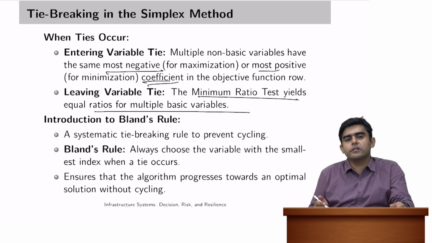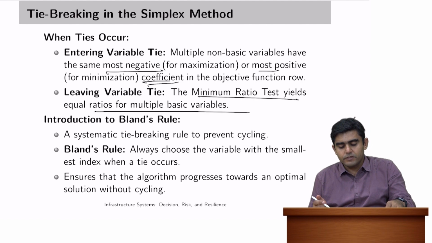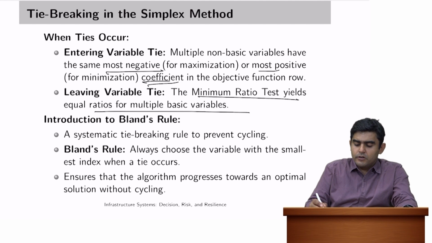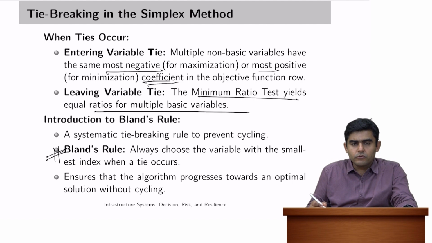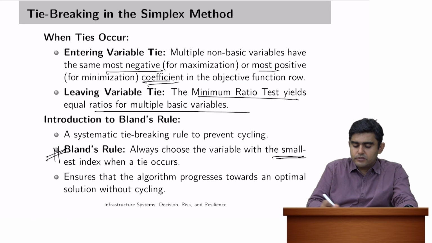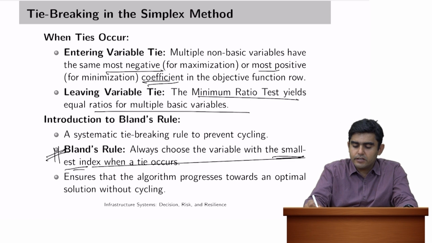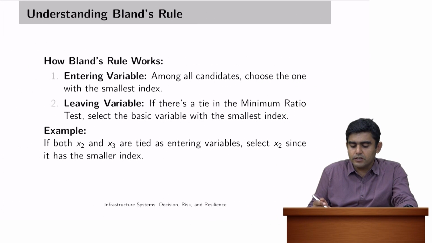Then your algorithm would be stuck somewhere, and it would take a lot of time to get out of that solution, which is certainly not optimal. To take care of that, there is a very simple rule, what we call Bland's rule, that helps us decide how to break this tie. It simply says to always choose the variable with the smallest index whenever a tie occurs in the system. This also ensures that the algorithm progresses towards an optimal solution without cycling, and there is a system involved.